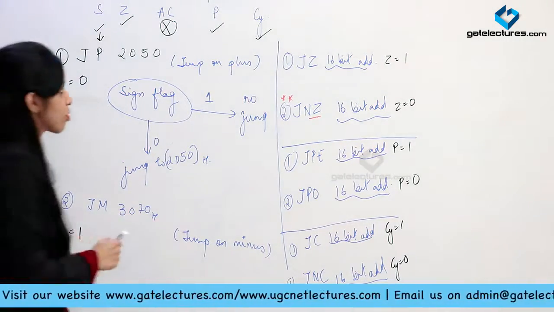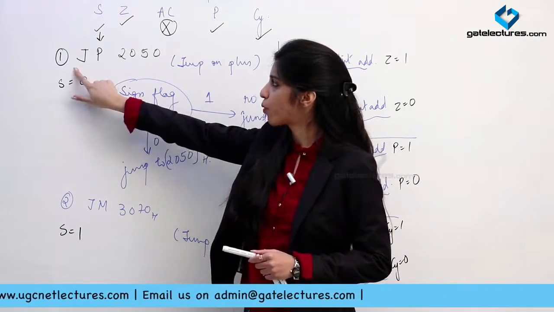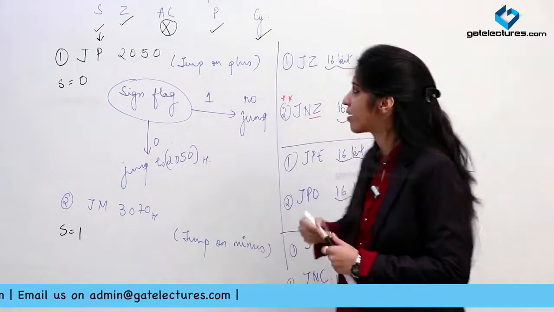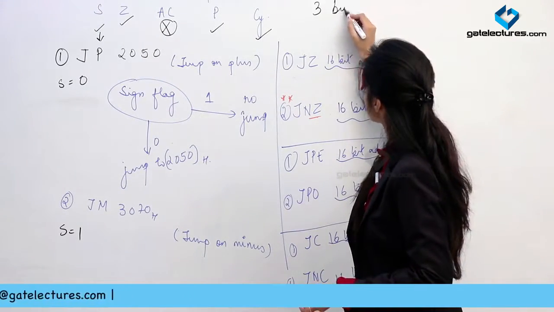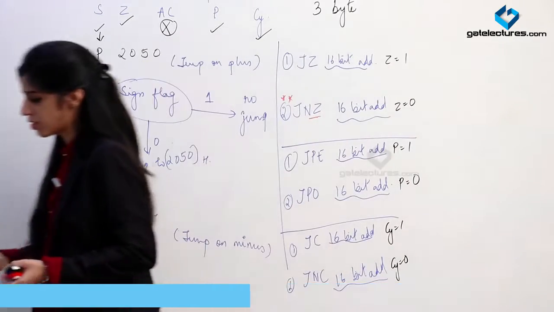So conditional jump is also going to be a 3 byte long instruction. In 1 byte we are going to store the opcode, and in the next 2 bytes we are going to store the address. So this is also a 3 byte long instruction. We are also going to look at its machine cycles.